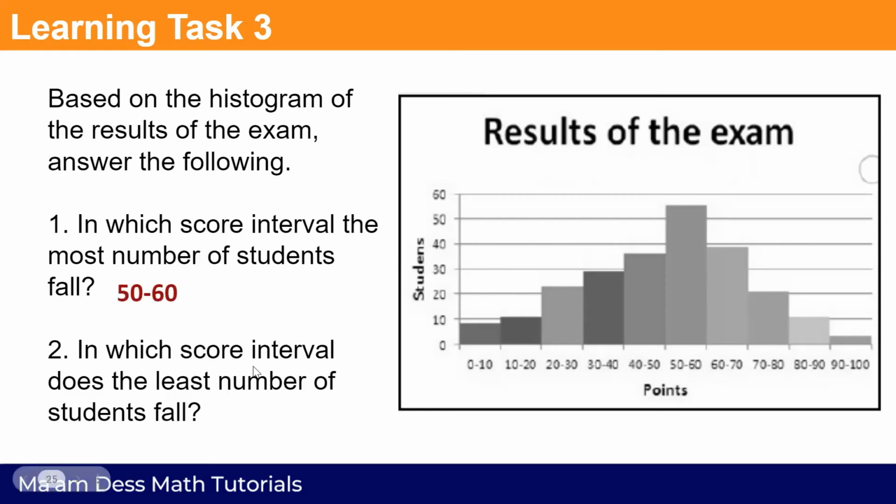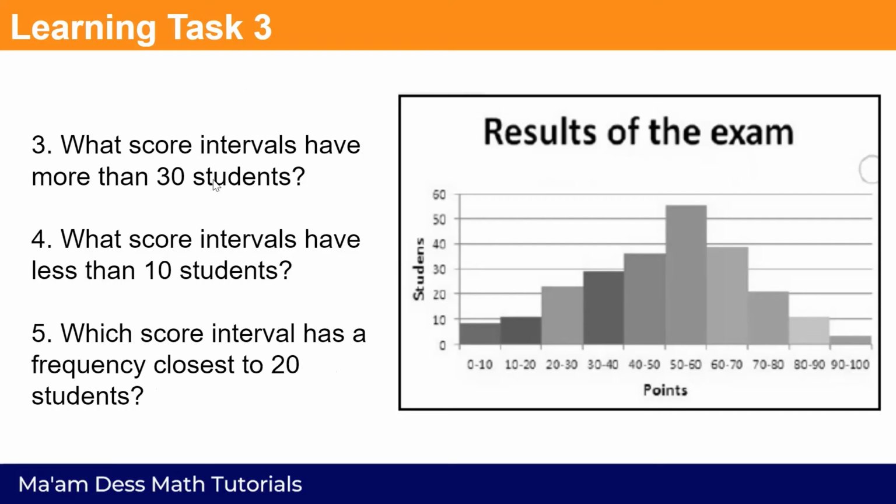And number 2, in which score interval does the least number of students fall? Okay, least number. So, kita po natin dyan kung alin. Siyempre, may pinakamababa, di ba? Okay, so 90 to 100. Number 3, what score intervals have more than 30 students? Okay, more than 30 students. Siyempre, titingnan ko yung 30 students o yung number of students. So, alin po dyan? Okay. Have more than 30 students. Check natin. Ayan, 40 to 50, 50 to 60, 60 to 70.